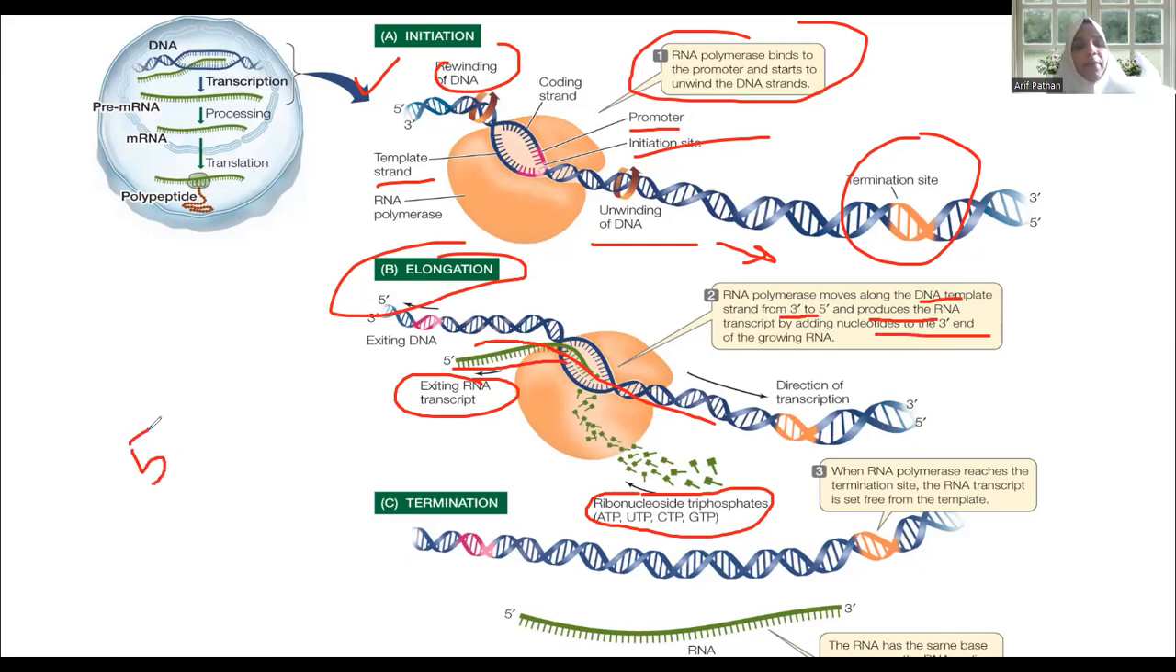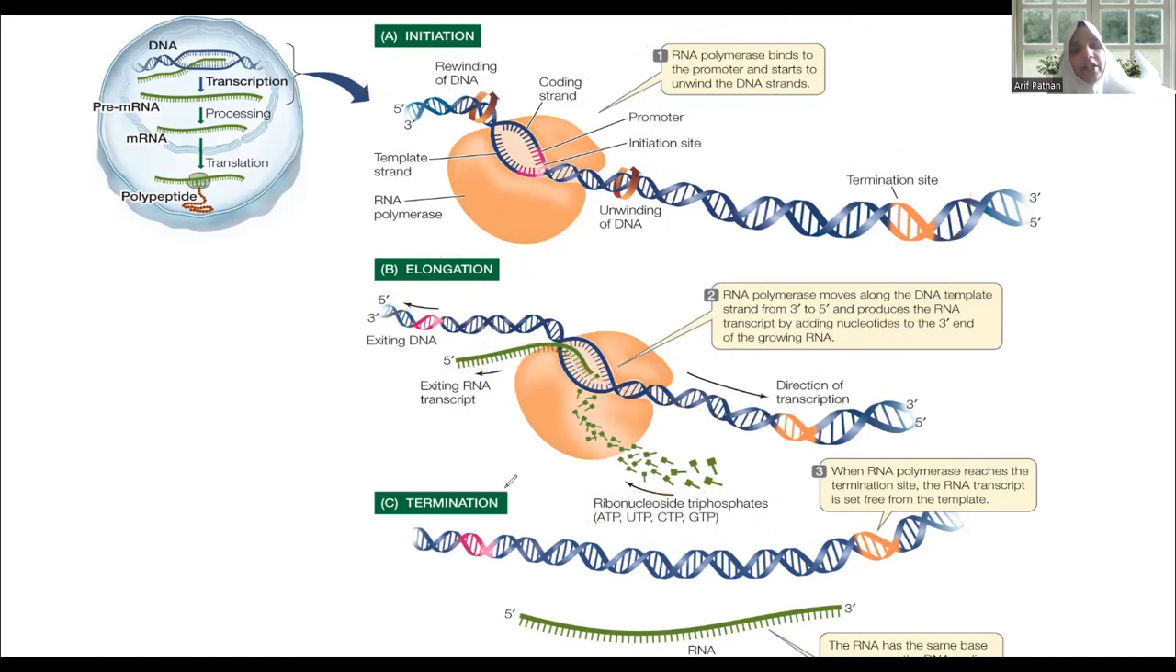Okay, so it will begin at the 5' end, and then in the direction of 3' it will start adding nucleotides, just like you see in this. This is the direction of the transcription, like you see in the representation. And when the RNA polymerase reaches the stop site, the RNA transcript is set free from the template.